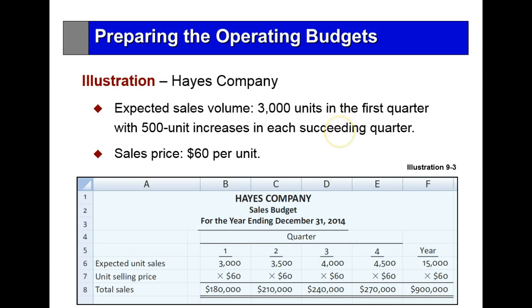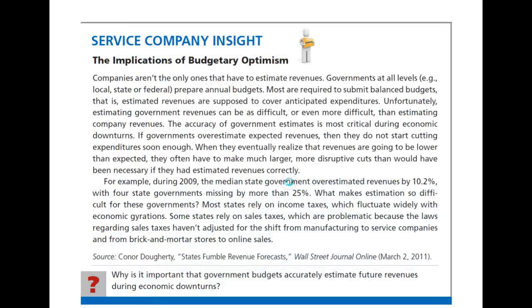Here's an example of a sales budget. Expected sales volume of 3,000 units in the first quarter with a 500 unit increase in each succeeding quarter at a sales price of $60 a unit. Do you see how in the first quarter, 3,000 at 60? Now in the second quarter, we're gonna up it 500 units. Third quarter, another 500 units. Fourth quarter, another. Here's a real simplified sales budget. How much are we anticipating to sell?